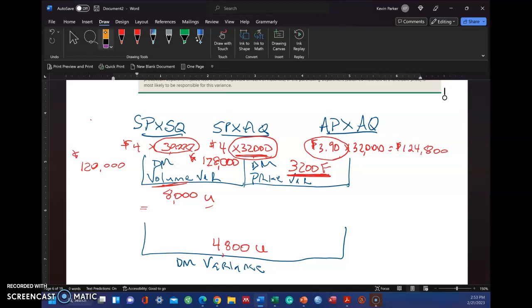this really explains more than just saying 4,800. All right, so now we know that the price was good, but even though the price was good, it didn't overcome this volume variance that we need to work on. So now we have a plan of attack in the future that we can work on and get better at as a company, as a team.